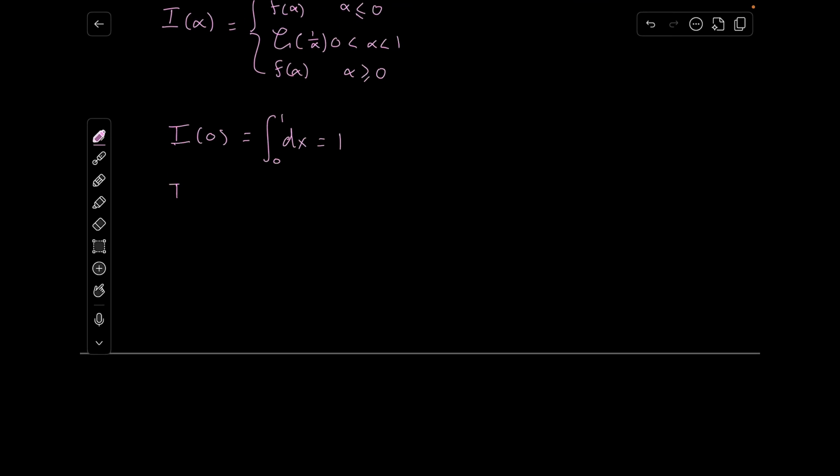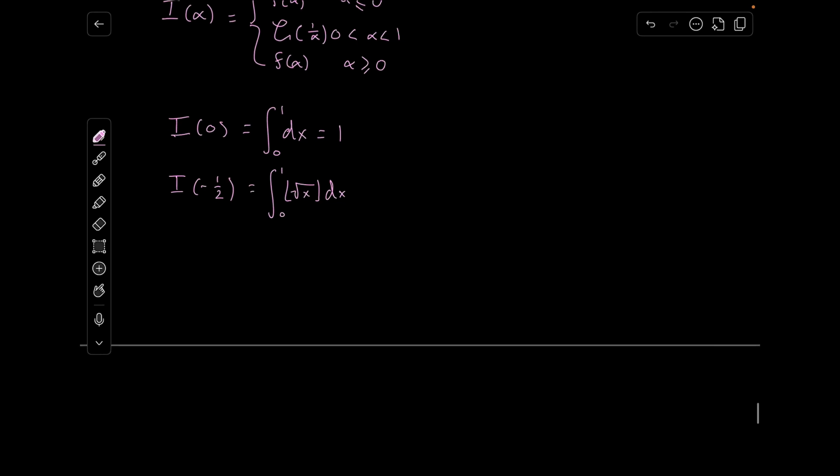What about I of -1? Or wait, what about I of a half? No, that's a -1/2. I of -1/2, we would have the integral 0 to 1 of the floor function of 1 over, which would become 1 over the square root of x. That would just be the floor function of the square root of x. Obviously, this is already a lot harder.